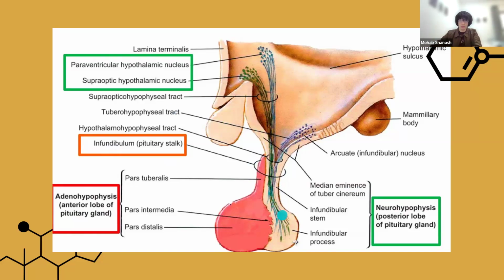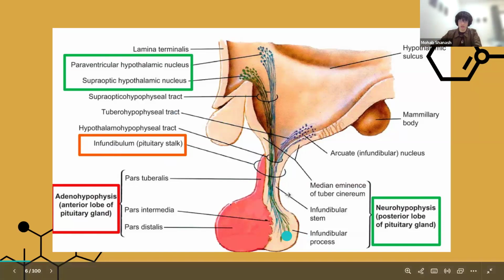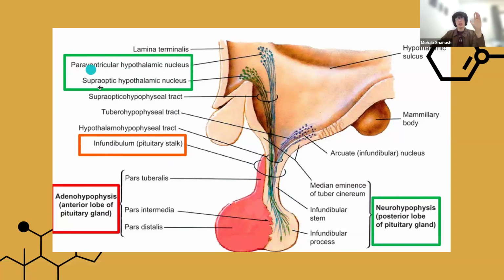Now, what are the neurons that come to the posterior pituitary? You have the paraventricular hypothalamic nucleus, which is next to the ventricles of the brain. And then you have your supraoptic hypothalamic nucleus because it's above your optic chiasm. Now, a nucleus is just a collection of cell bodies in your central nervous system.